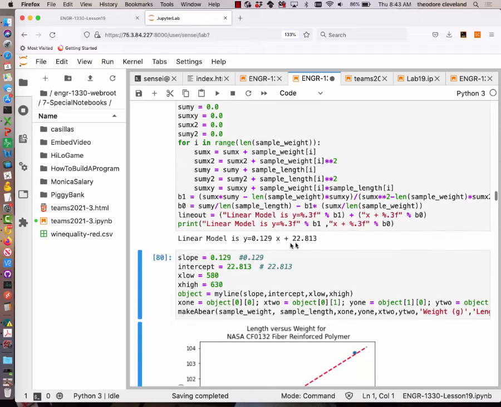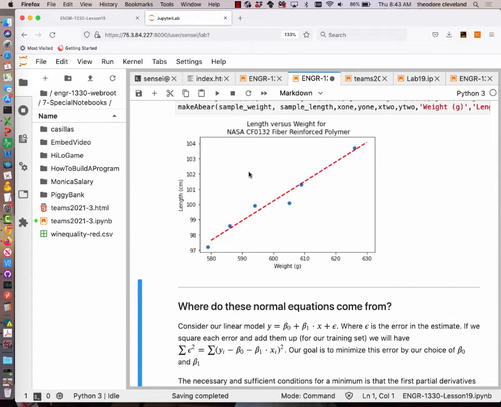And we want to use a slope of 0.129 and intercept of 22.813, not 812, not 814, but 813. I'm sure the last digit has minimal impact. And now when we plot the thing, there's our dashed line, our blue dots. Is that a pretty good model? Yeah, that's a pretty good model.